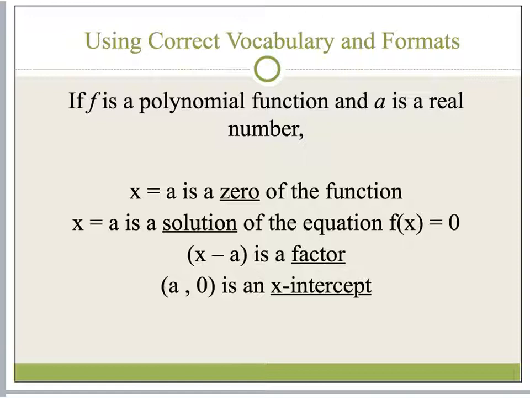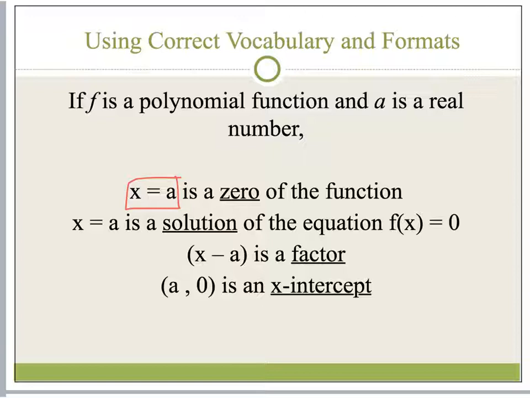A little bit more vocabulary. You have to be sure that you use the right vocabulary when you're talking about polynomials. So f is a polynomial function and a is a real number. What they're saying is if you write it in the format x equals a, then x equals a is a zero of the function. So if I ask for a zero or a solution of a function, then the solution should look like x equals whatever that number is.